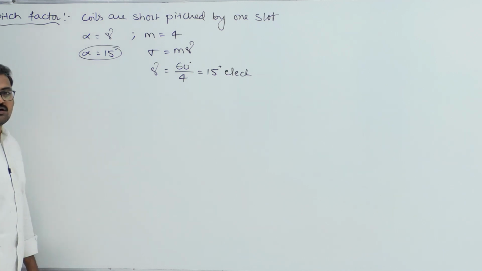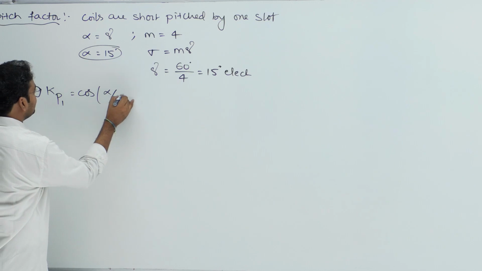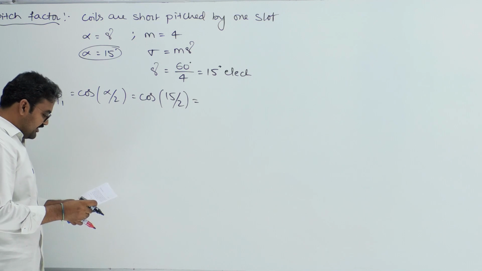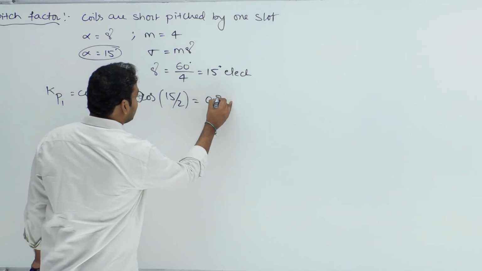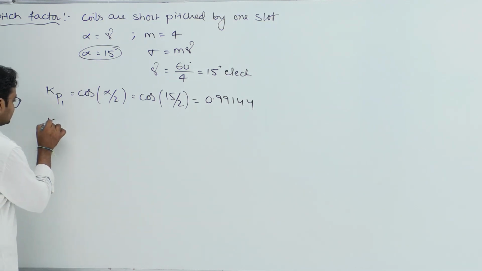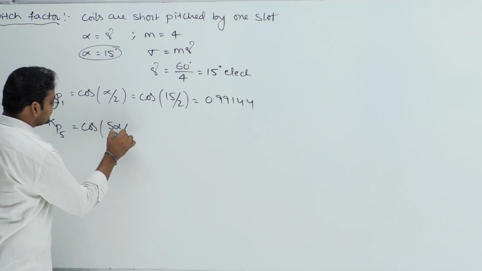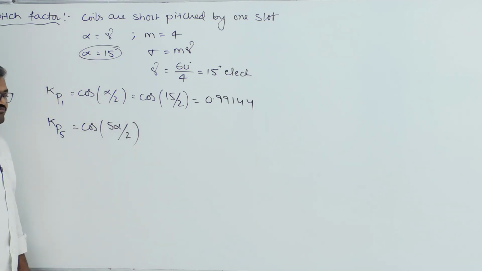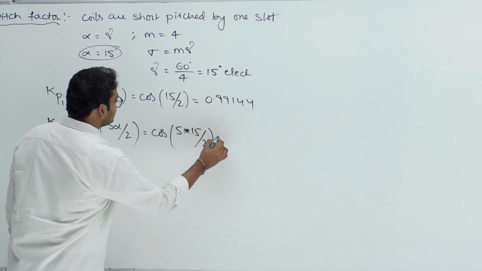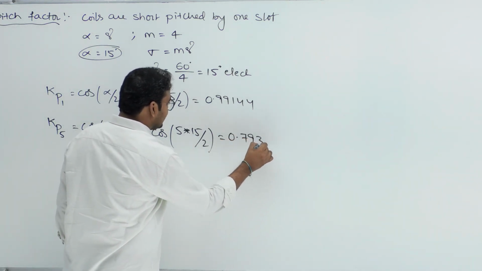When you know alpha, what is the pitch factor for the fundamental harmonic? Cos alpha by 2. Therefore, cos 15 degrees by 2. That means cos 7.5. It will be 0.99144. That is the pitch factor for the fundamental harmonic. Similarly, calculate the pitch factor for the fifth harmonic. Third harmonic we need not do. For the fifth harmonic, it is cos 5 alpha by 2. Cos 5 into 15 by 2. Use a calculator. You will get the pitch factor for the fifth harmonic. It will be 0.793. Done.